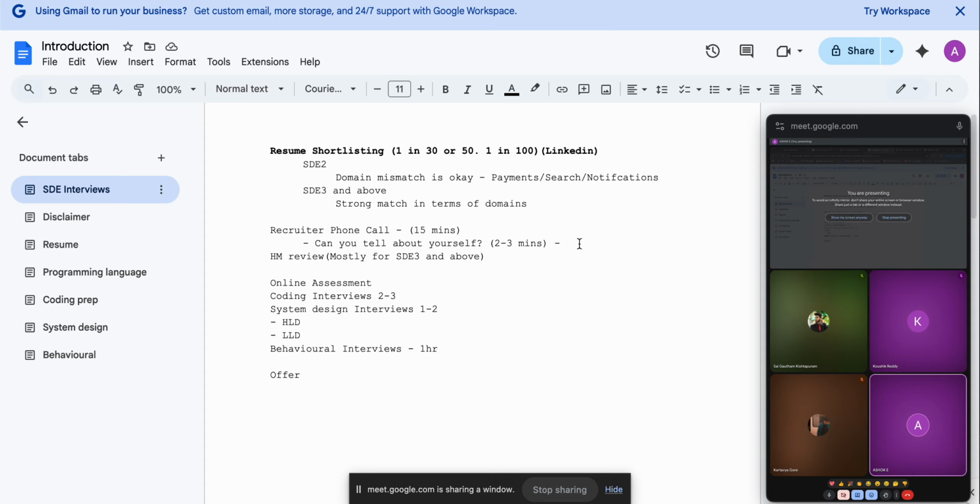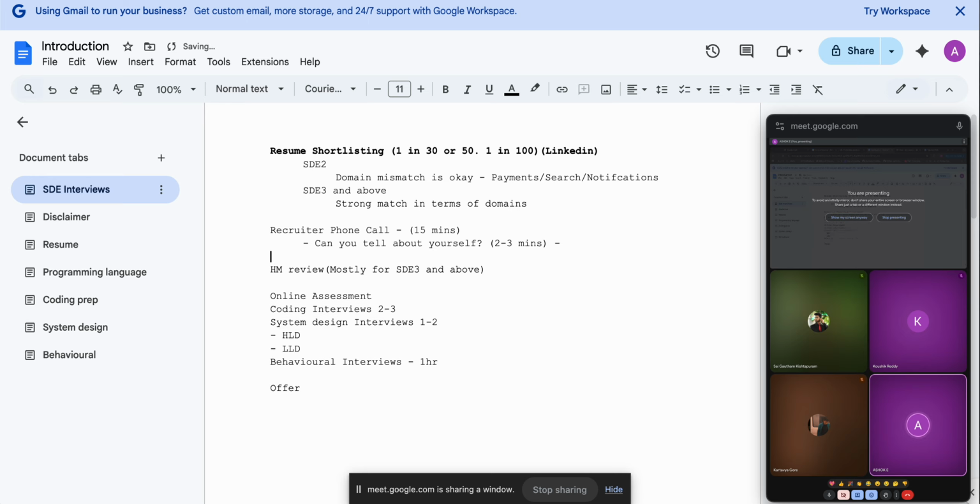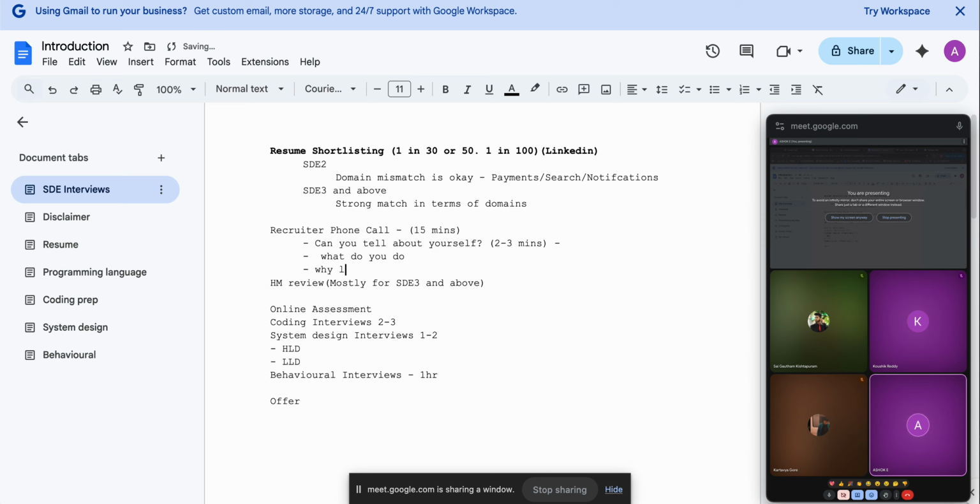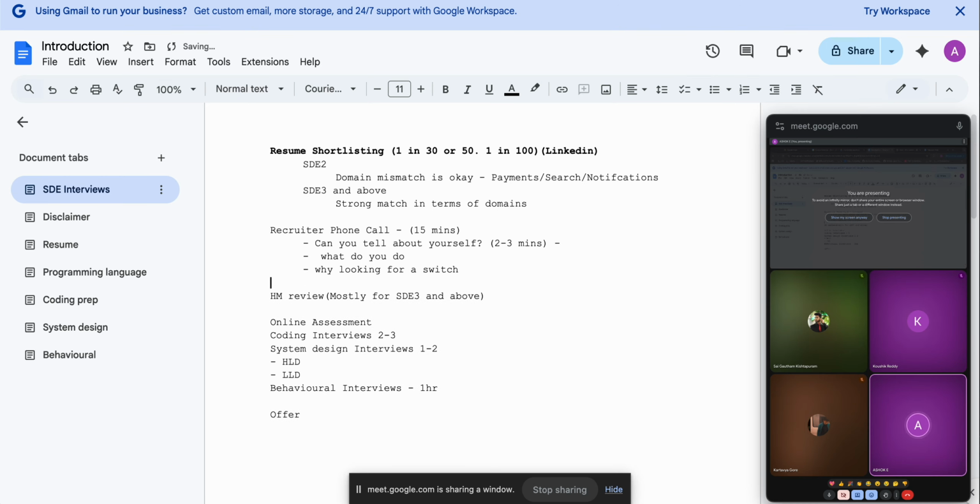What do you do, what is your team structure, what is your domain, what is your interest, why are you looking for this particular job, and why did you select this specific role? All these questions you need to jot down and prepare in advance. What do you do, why are you looking for a switch, why this company?